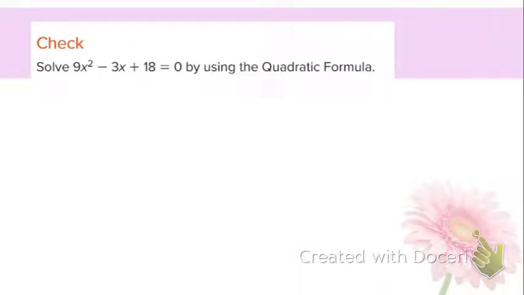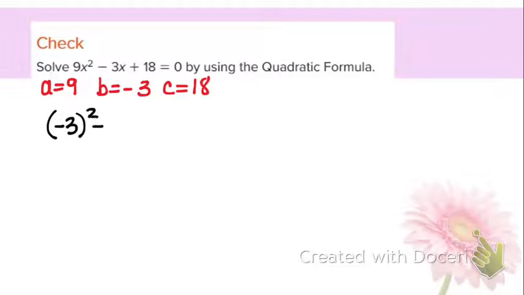It's at the bottom of example 3. Let's list our A, B, and C values. So A is 9. What's B? And what's C? So we're going to start by finding B squared minus 4AC. So B squared minus 4 times A times C. Go ahead and type that in your calculator. We get a really big number.